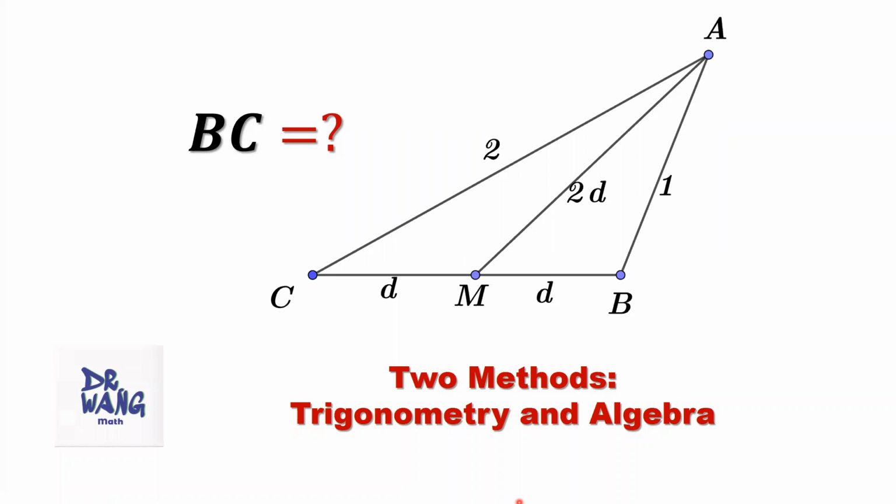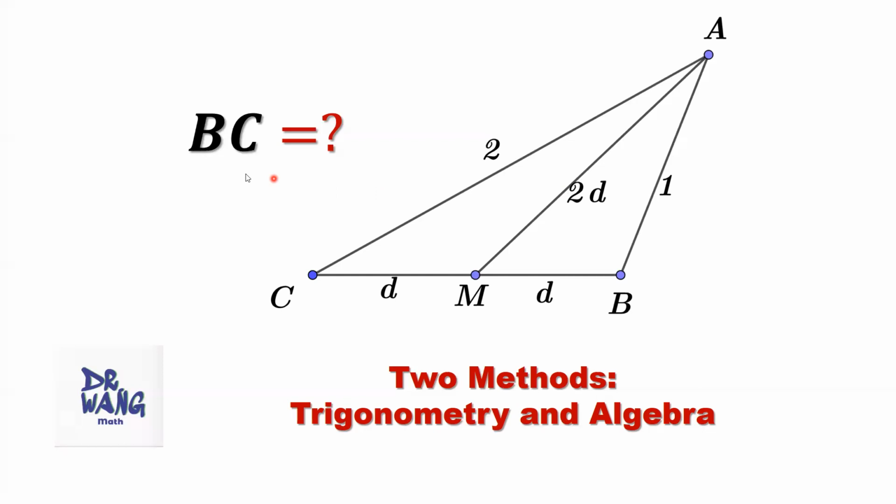Here is the question. This is the given triangle ABC. AB equals 1. AC equals 2. CM equals D. MB equals D. AM equals 2D.